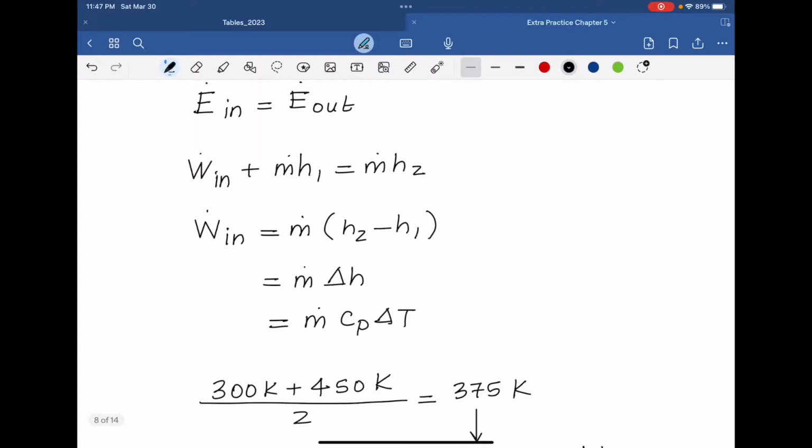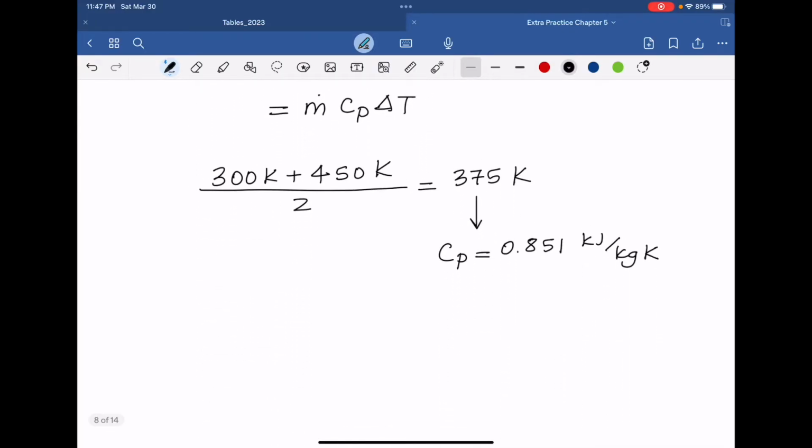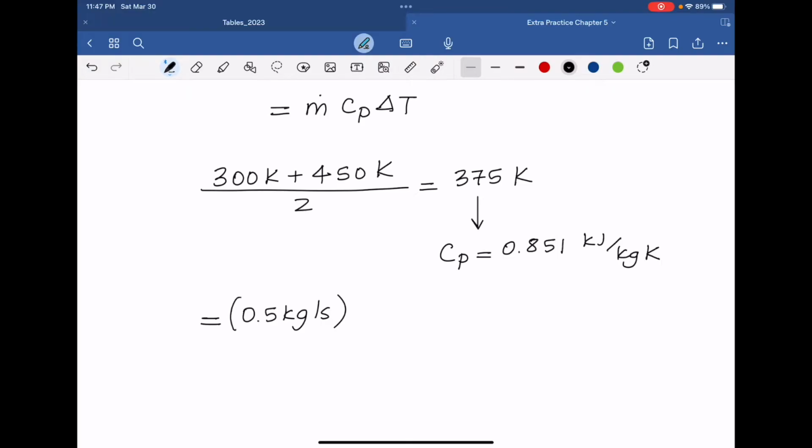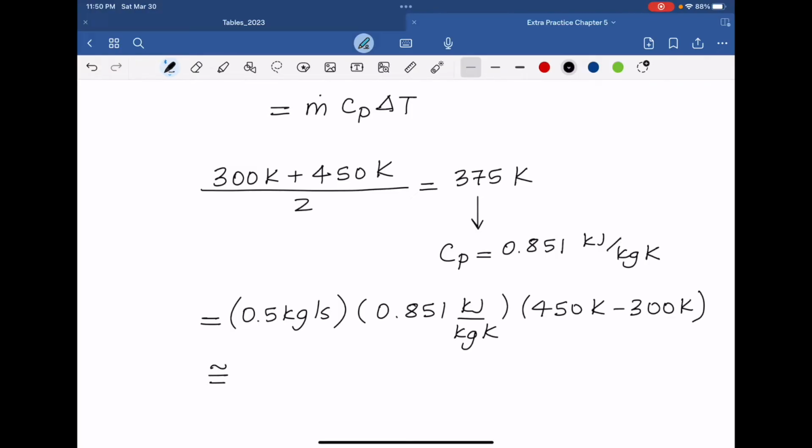Now let's plug that in and calculate it together. So the mass flow rate is 0.5 kilogram per second, and specific heat is this. And we also have the temperature change, right? This should give you approximately 64 kilowatts.